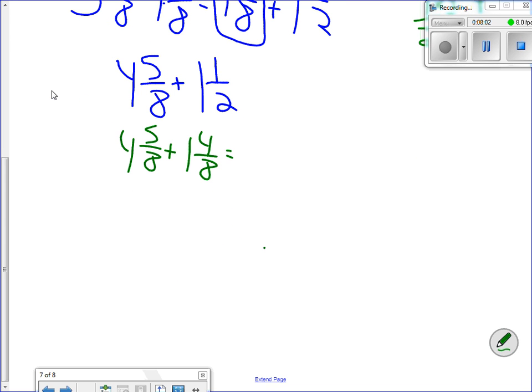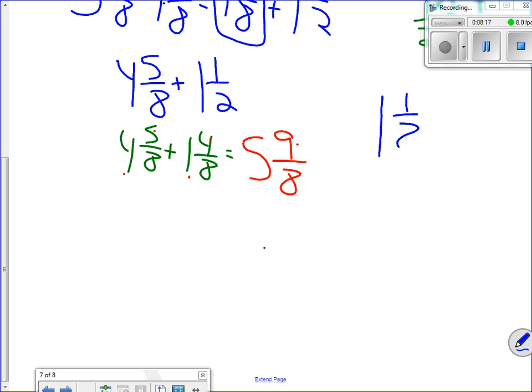Equals 4 plus 1 is 5. 5 plus 4 is 9. 8. I can't leave it because my numerator is larger than my denominator. So 9/8, we said earlier, is 1 and 1/8. I'm going to add it to the 5, so I have 6 and 1/8 as an answer.